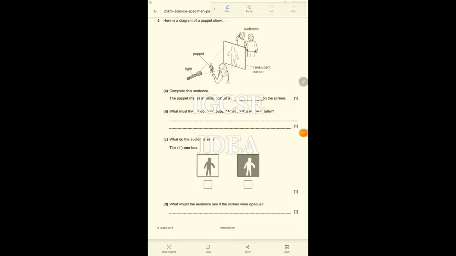Next, question 5. Here's a diagram of a puppet show. Complete this sentence. The puppet makes an image called a shadow on the screen. What must the girl do to the puppet to make this image smaller?